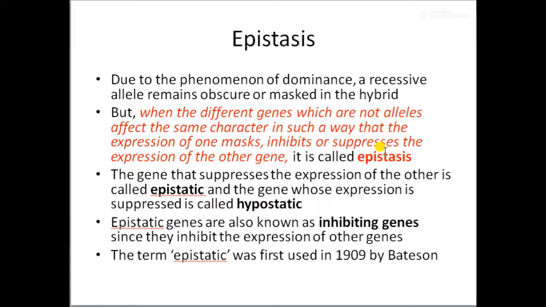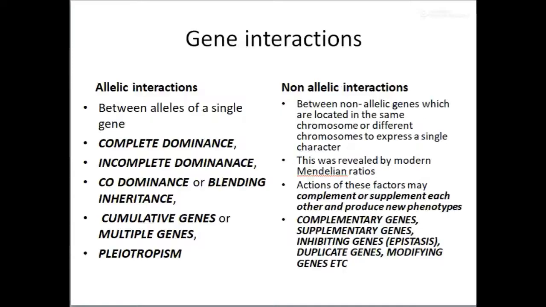So based upon this principle, all the other non-allelic interactions we have mentioned here, complementary genes, supplementary genes, inhibiting genes, duplicate genes, modifying genes, etc. All these non-allelic interactions will come into a type of epistasis which is being done in different ways.